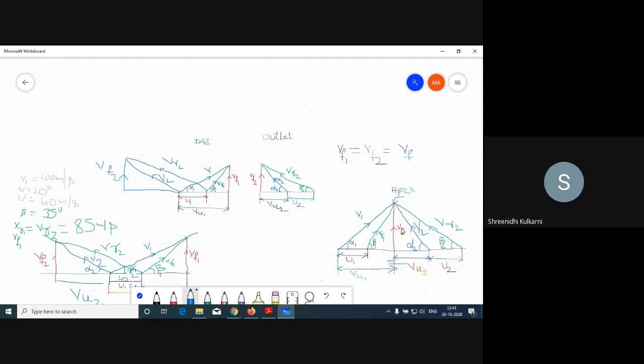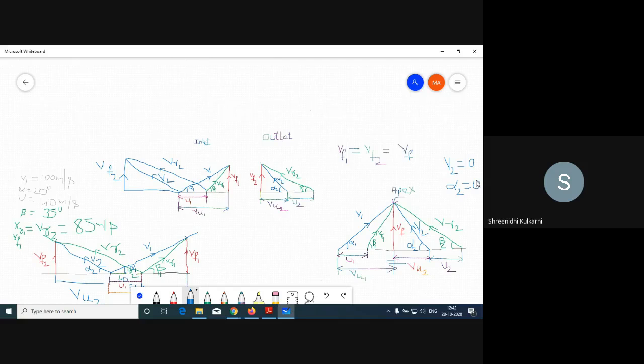Just now I told that whatever this V2 is, it is a minimum value. Minimum is some 2 meter per second or some 3 meter per second. So what we did, we completely wrote V2 is equal to 0. If V2 is equal to 0, what about the alpha angle? Even the alpha angle is 0. So whatever this alpha 2 is, it is completely 0.